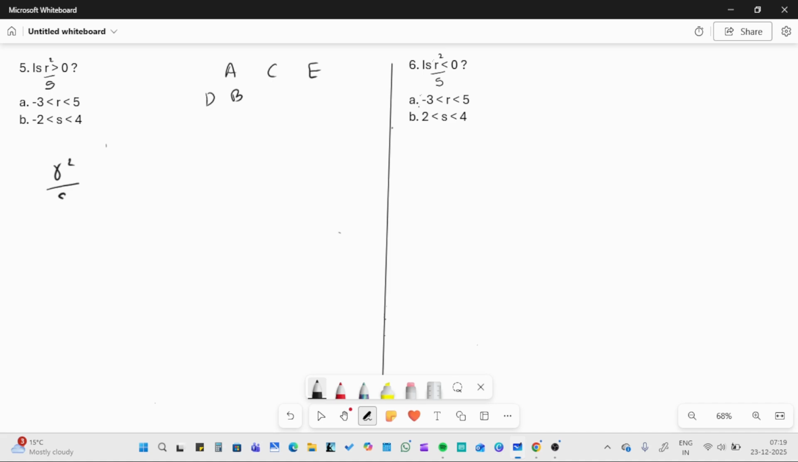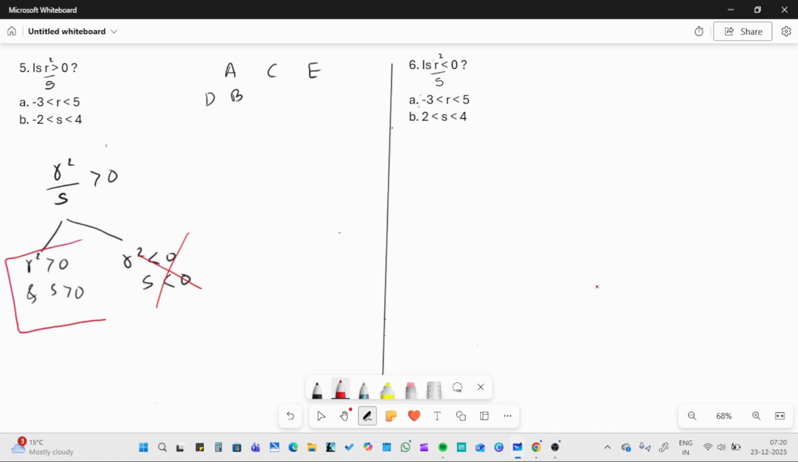This ratio can be positive if either both are positive, r square is positive and s is also positive, or r square is negative and s is also negative. Now we don't even need to think about this possibility because the square of a number is always going to be positive. So we need to stick to only this possibility: r square is positive and s is positive. If these two are positive, then this becomes positive.